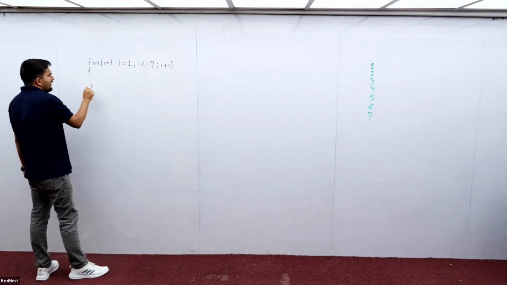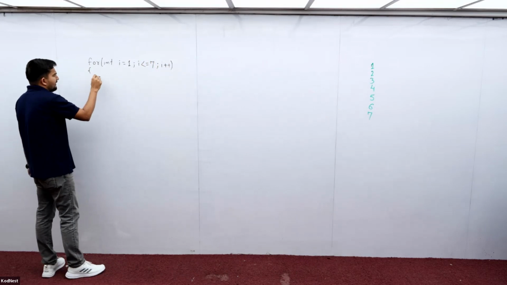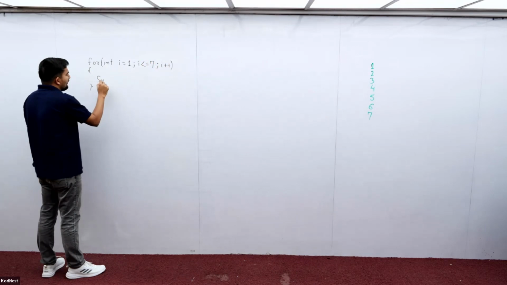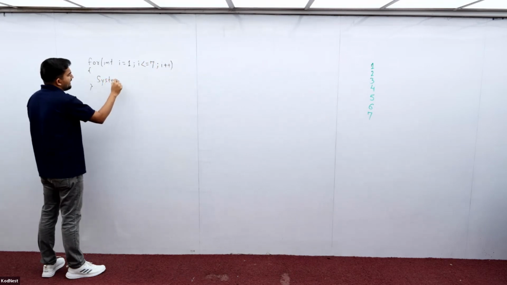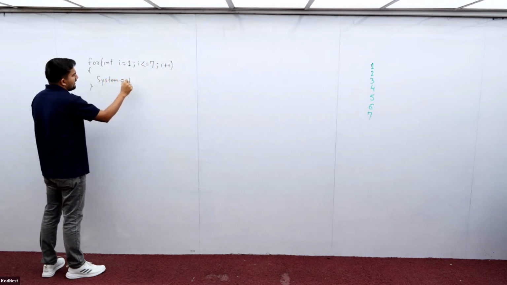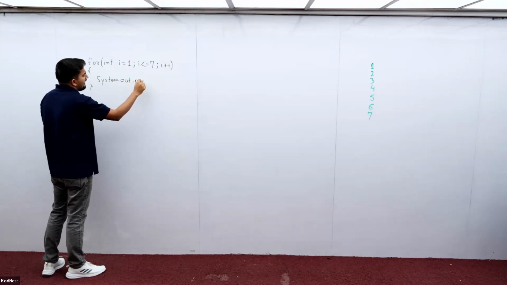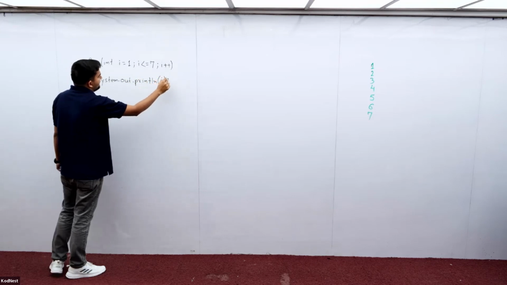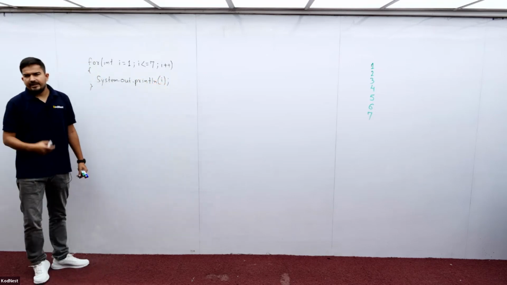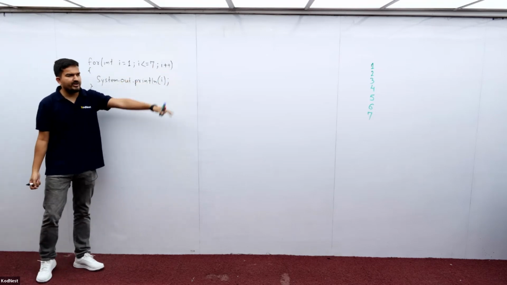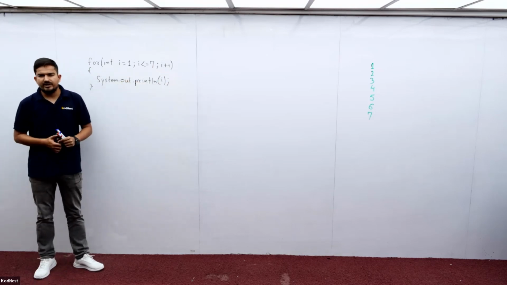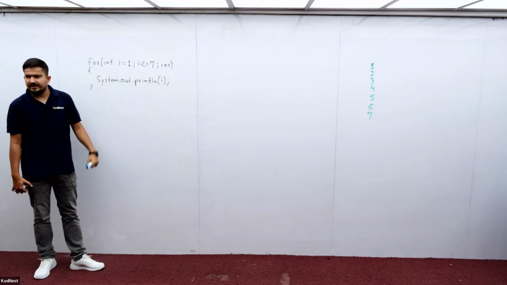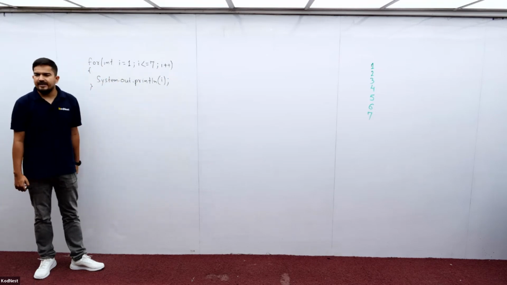Also, I need to print the value of i, because i's value is starting from 1 and going on till 7. So I will say System.out.println and print the value of i. Why are we using println and not print? Because we want to keep changing the line after printing a particular number. If we put this inside the main method and finally inside a class, we will get the desired output.